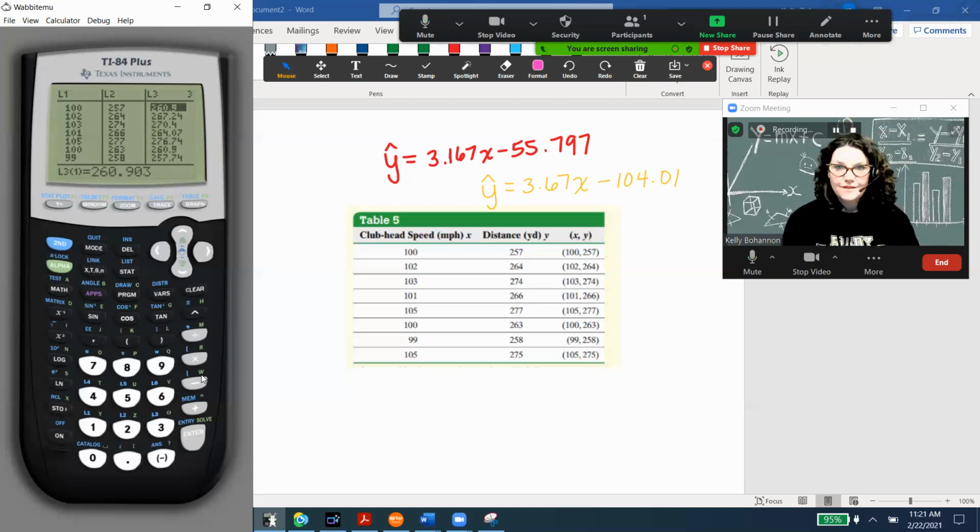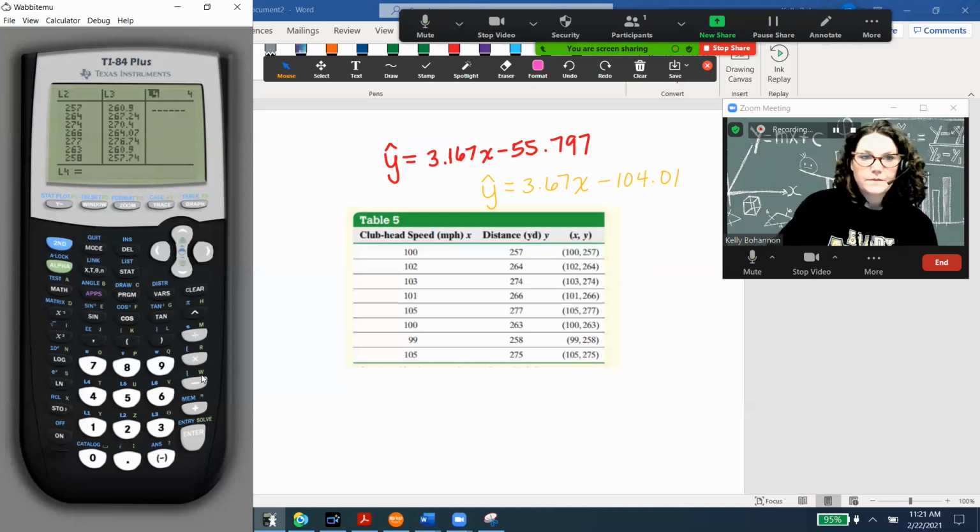Now I'm going to do the same thing in L4, but I'm going to put in the line that we did by hand. So 3.67, I want it to multiply by my L1 list because that's where my X values are.